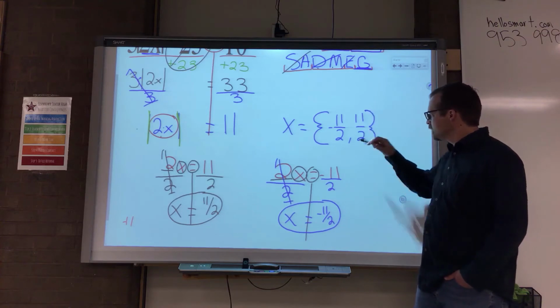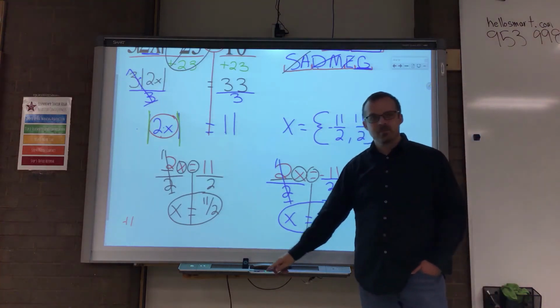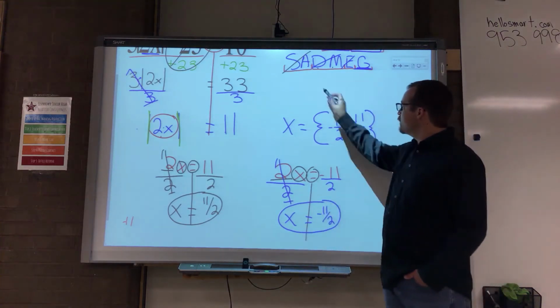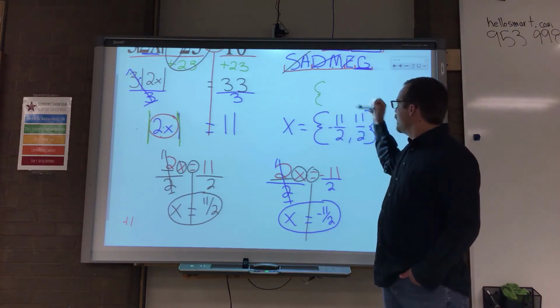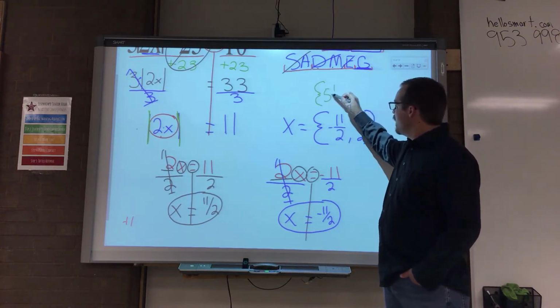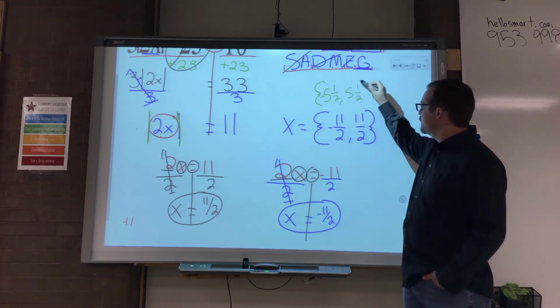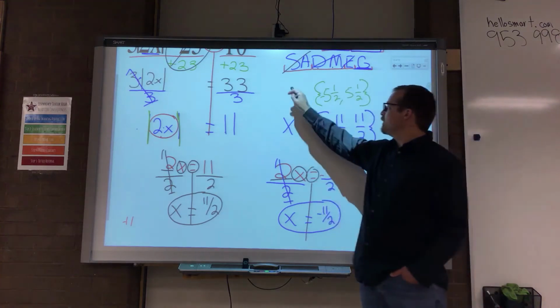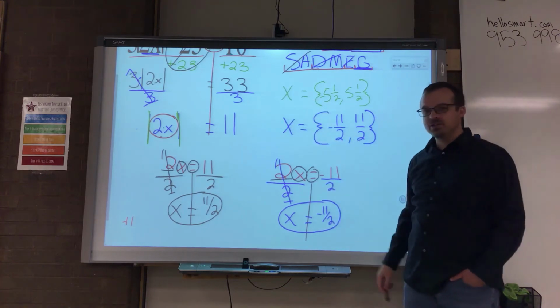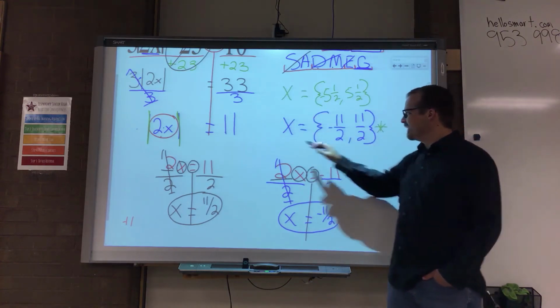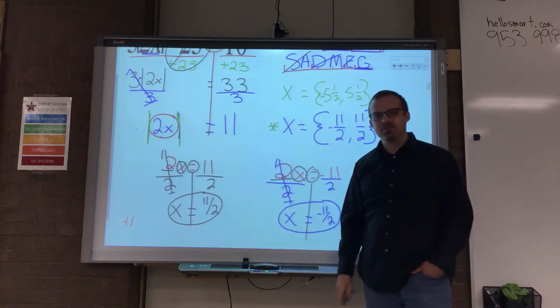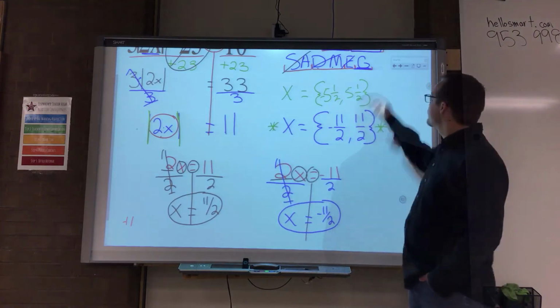But Mr. Nelson, what if I decided to write it as a mixed number? That is fine too. You also could have written negative 5 and 1/2, and then 5 and 1/2. That's fine. Is one more right than the other? Nope, they are both correct. I just prefer improper fractions, as we get to graphing. All right, next up, Mr. Craig.